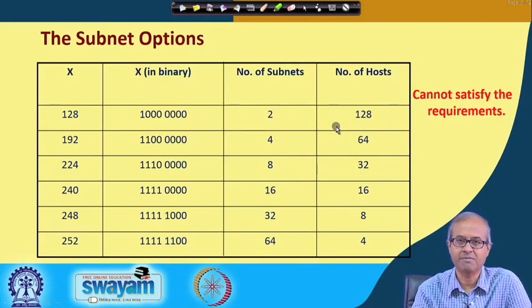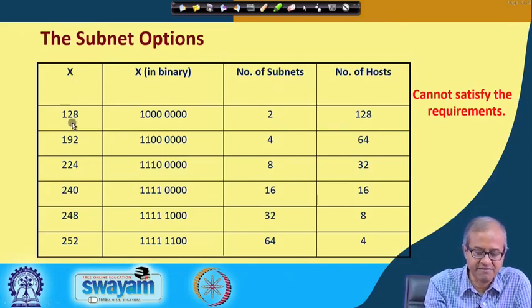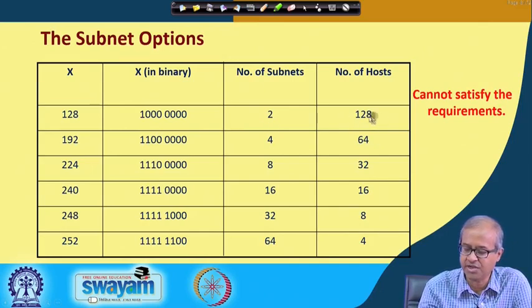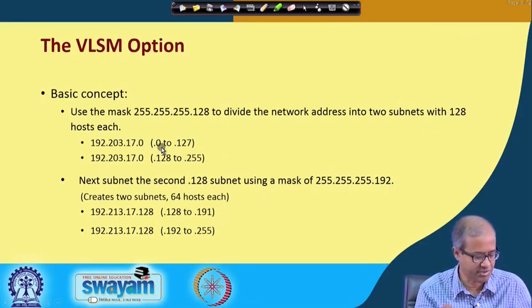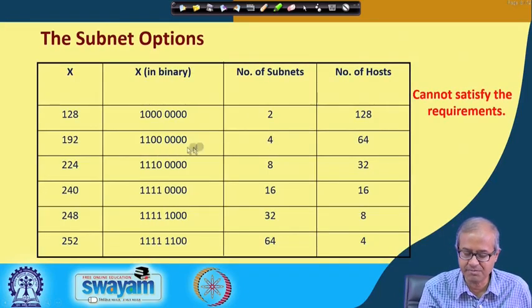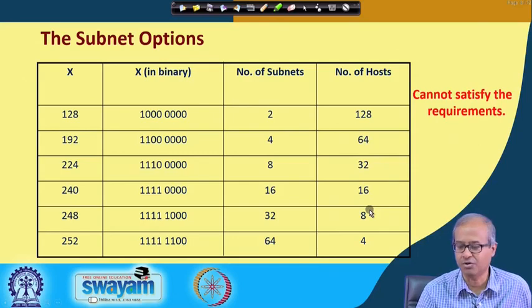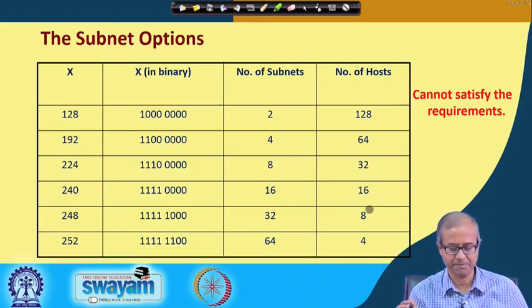I have shown a table. For various values of x, if x is 128, it means 1 followed by 0s, the number of subnets is 2 with 128 addresses each approximately. If I make it 1 1, which is in decimal 192, it will be divided into 4 subnets with 6 bits, 64 each. So, department 1 cannot be accommodated. If you make it more, it will become even smaller. So, none of these can accommodate D1, D2, D3 altogether. So, we cannot use normal subnets in this particular example.